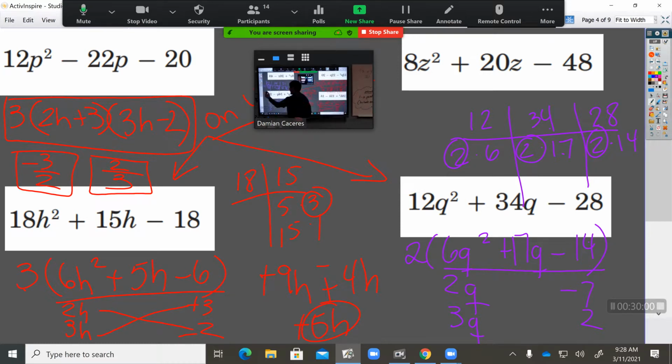Now, if I cross multiply here, let me create space so that you don't get confused with the previous problem. If I cross multiply here, what I get is negative 21q and positive 4q. If I put those together, I get negative 17q. That's the correct number, but the wrong sign. So now we know we just have to switch the signs, and we have the answer.